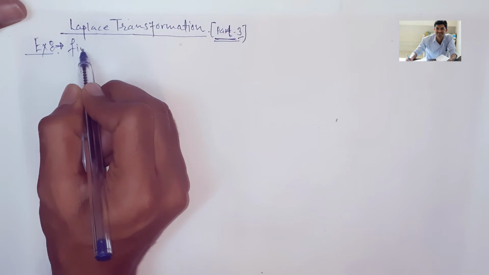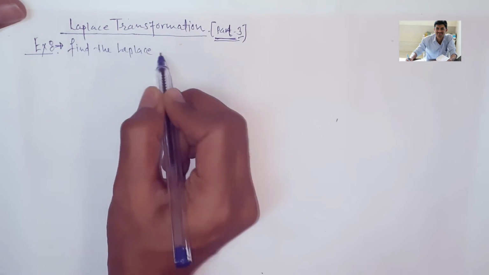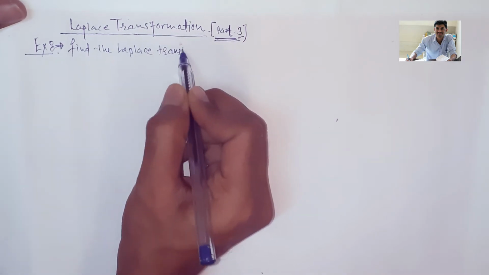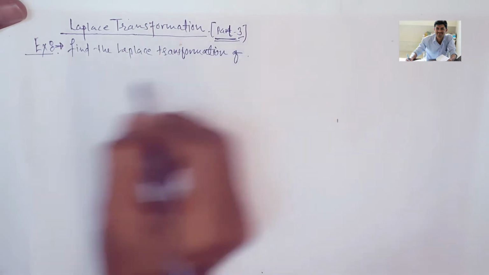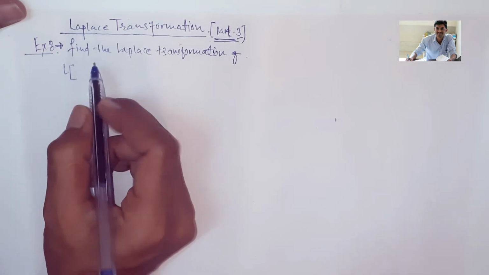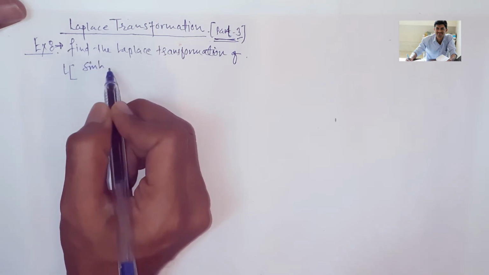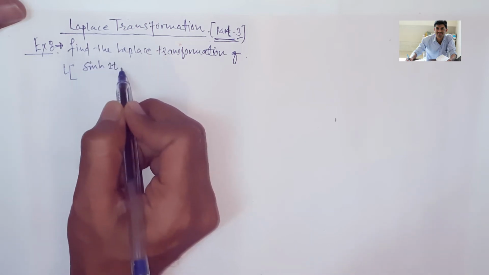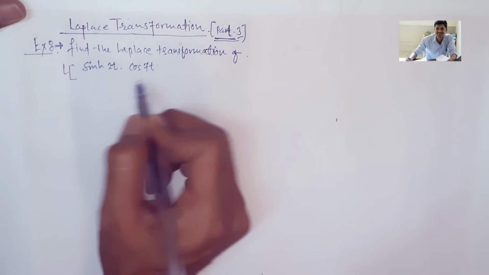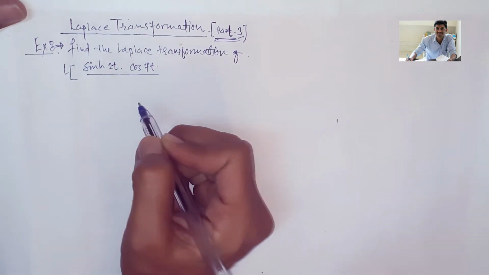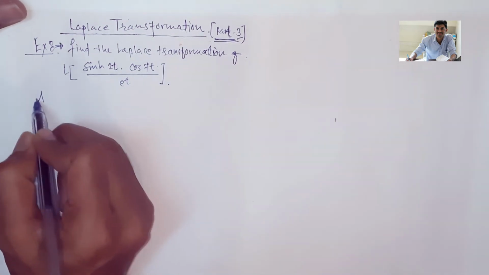Find the Laplace transformation of the function sine hyperbolic 2t into cos 7t divided by e raised to power t. So, answer.